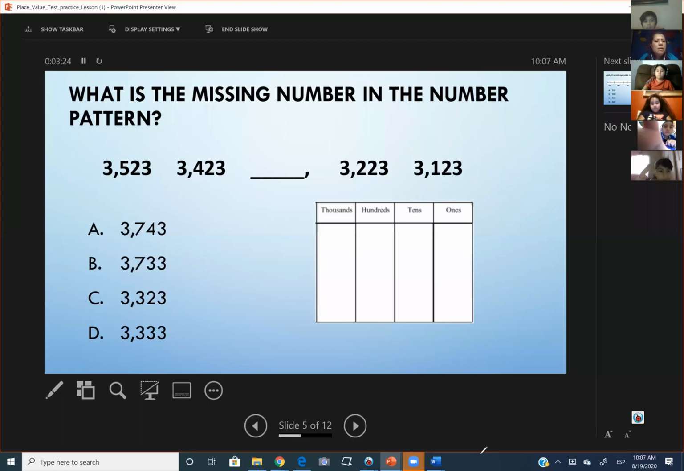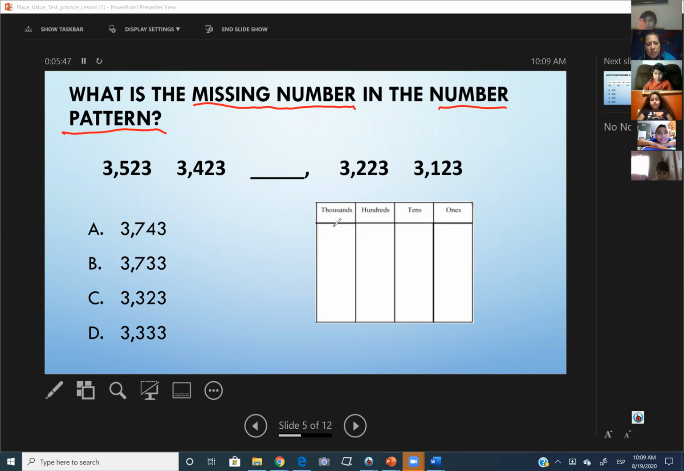So this time we're going to solve this problem. What is the missing number in the number pattern? 3,523, 3,423, missing number, 3,223, and 3,123. So let's see how we can solve that problem using the place value chart. When we have these kinds of problems, we have to find what's important. So what is the missing number? We underline the important information in this number pattern. Now, the first thing I'm going to do is place these numbers in my place value chart so I can start looking for the pattern.